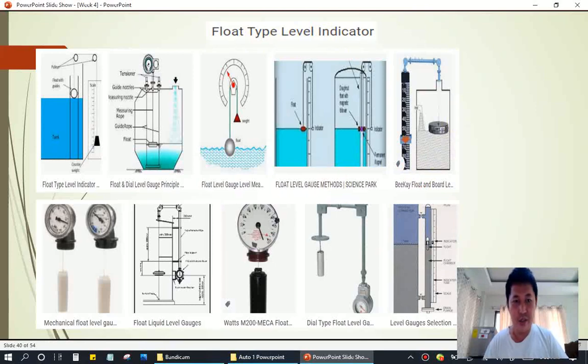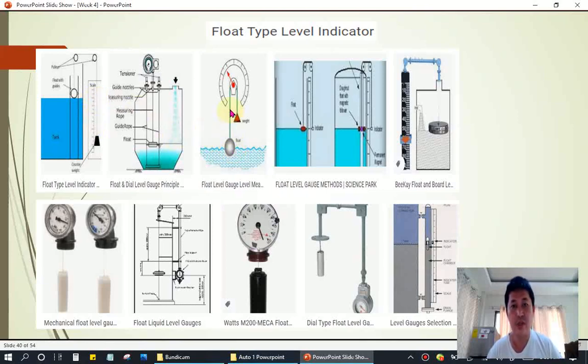So how can you read by the use of the float type level indicator? There is a float inside the pipe, inside of your tank. There is a pipe and there is a float. As you can see here, this is a float, and this is connected by a cable. Your cable is also connected here with the winder, and it reads the actual level of your tank to the level indicator. So that is the float type level indicator.